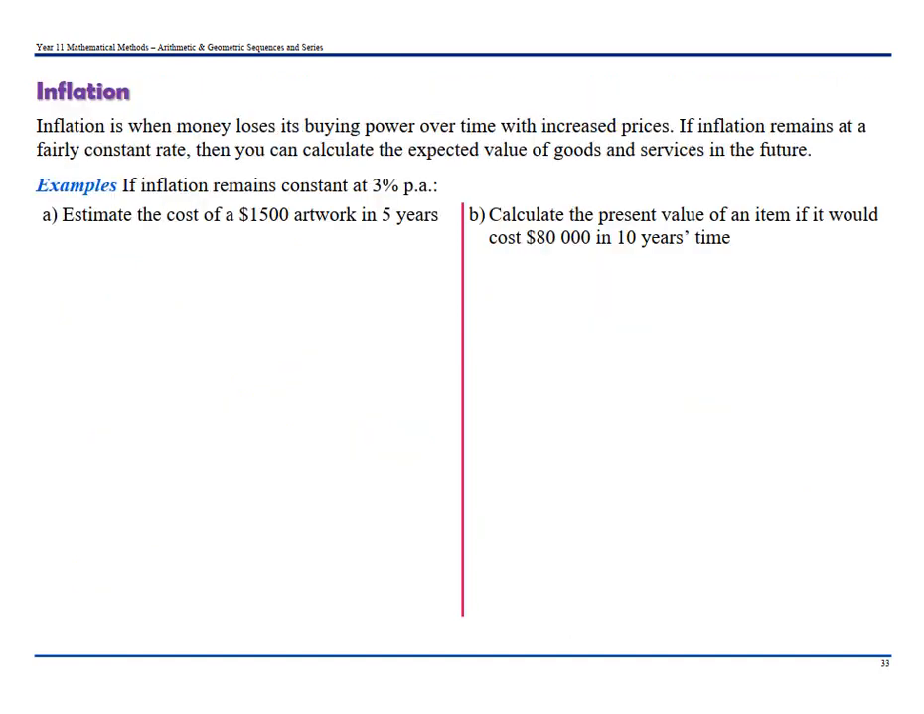Let's move on. So inflation. Inflation is where money loses its buying power. Okay, but it's no different to compound interest. The concept is the same. So if inflation remains at a fairly constant rate, then you can conclude the expected value of goods and services in future.